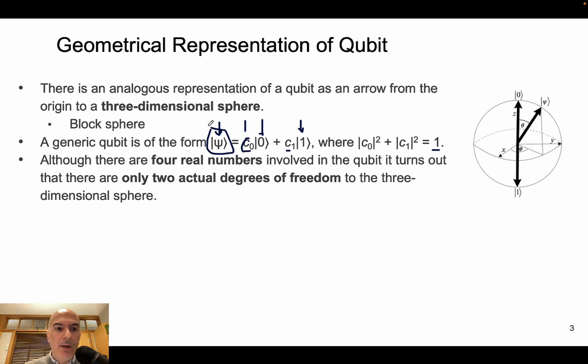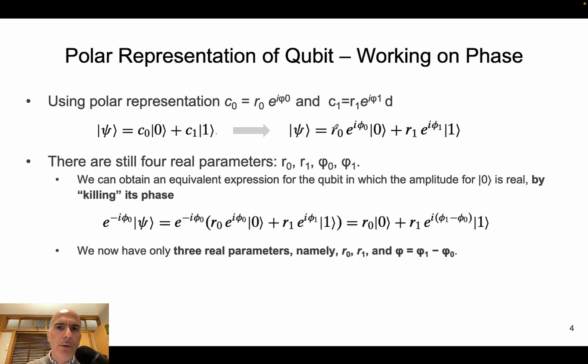In reality, it turns out that there are only two actual degrees of freedom on the three-dimensional sphere. As you can see here on this Bloch sphere, we will go into detail a little bit later, but we need just the angles theta and phi. So we need only two actual degrees of freedom instead of four. Let's look at why we need two instead of four.